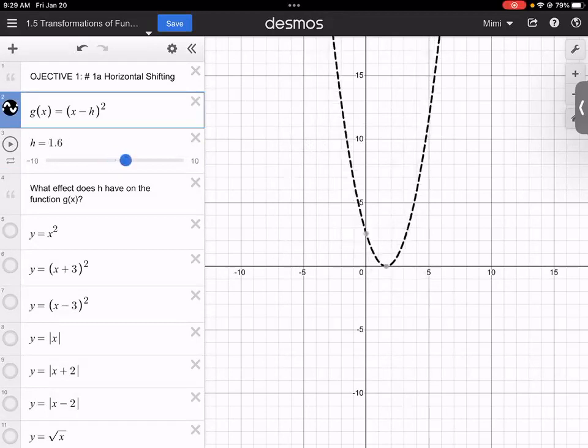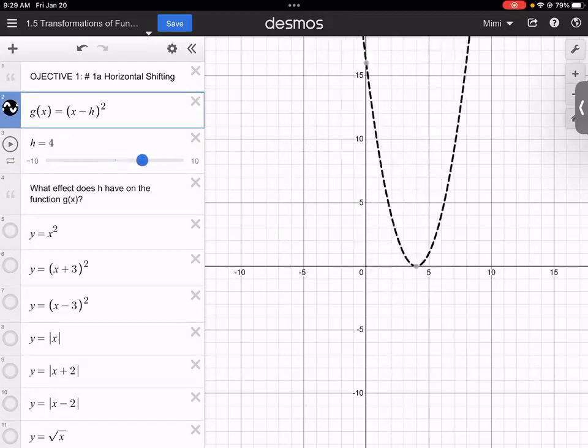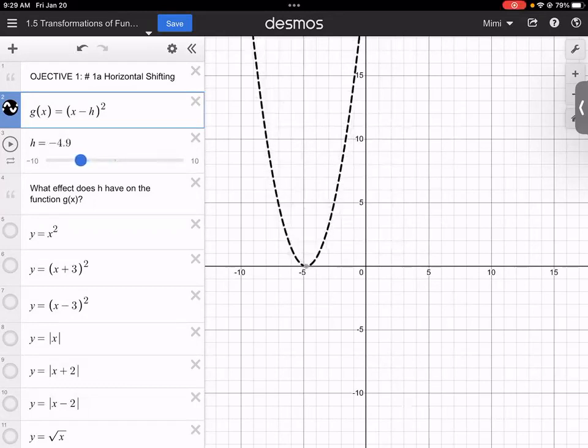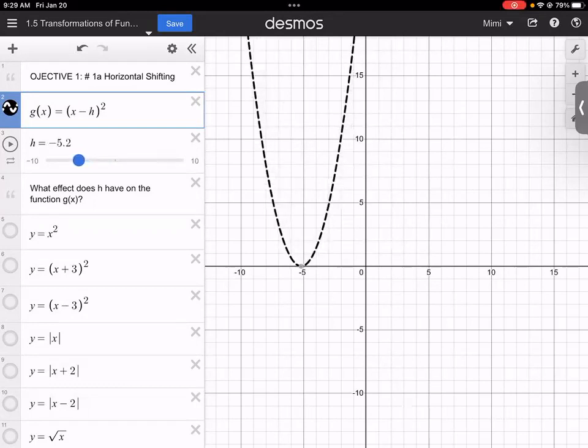If h is positive, what happened? It shifts to the right, right? Is the height changing? No, right? The only thing that's changing is the x values. If h is negative, it shifts to the left.